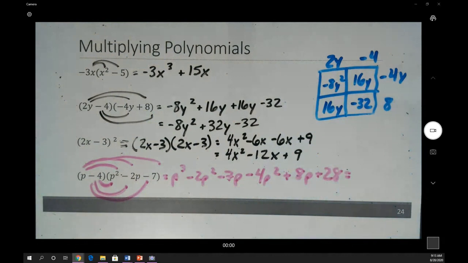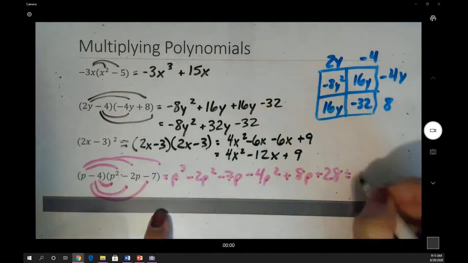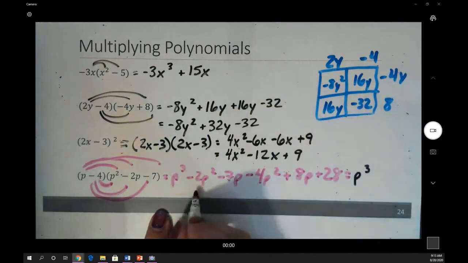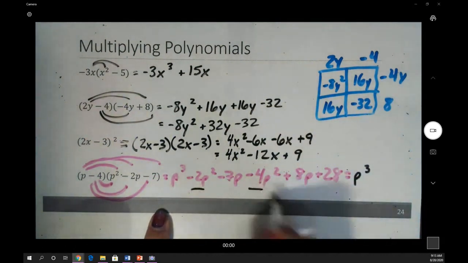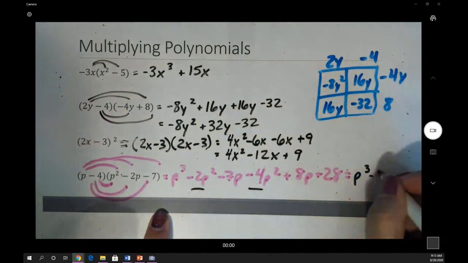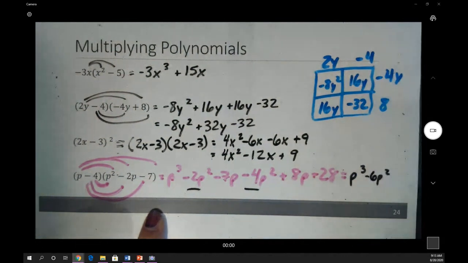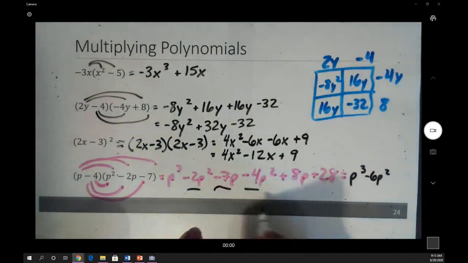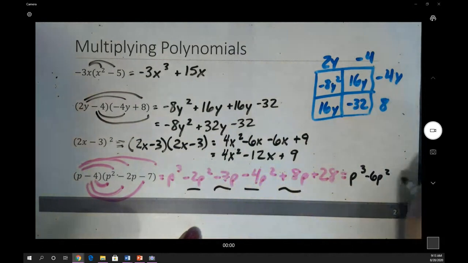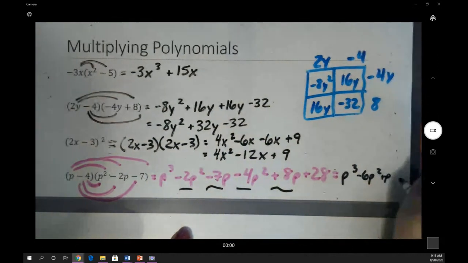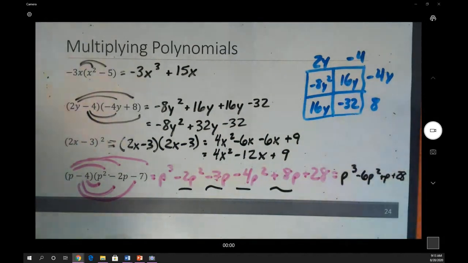To get my final answer, I need to combine my like terms. So I have a p cubed, negative 2p squared, and a negative 4p squared gives me a negative 6p squared. I have a negative 7p and a positive 8p, which gives me just plus p, and then the plus 28 comes out the back. And that's our multiplication.